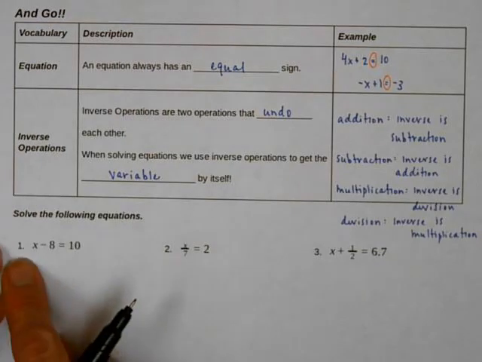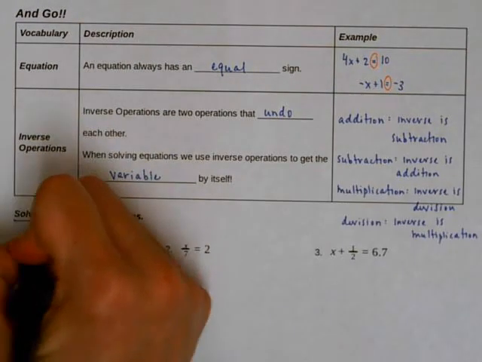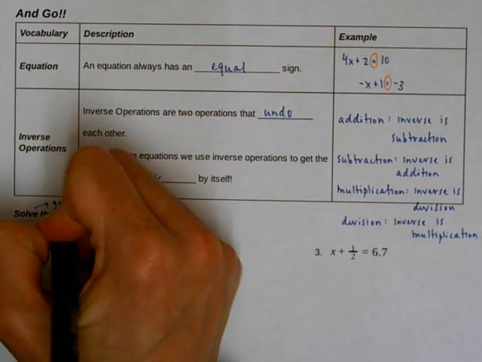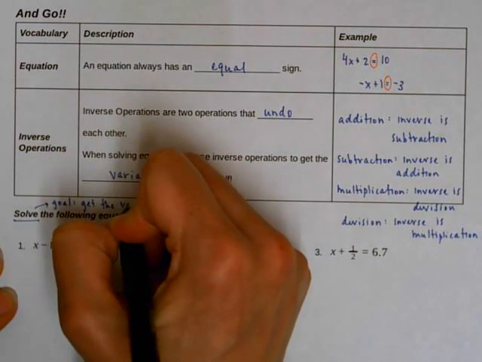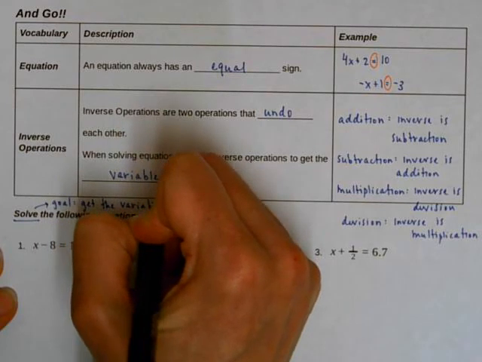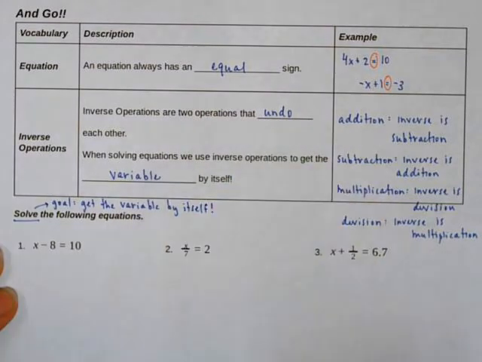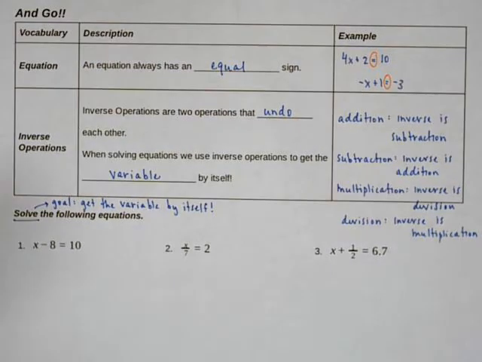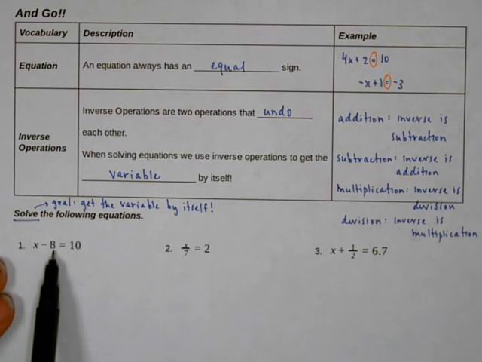So for number 1, again, solving the following equations, we know if we're asked to solve here, our goal is to get the variable by itself. That's our big goal here, and we're going to use those inverse operations to do that. So for example, my goal is to get x by itself. Well, in my problem, 8 was subtracted from it, and I need to undo that.